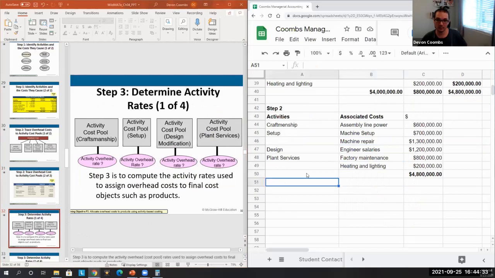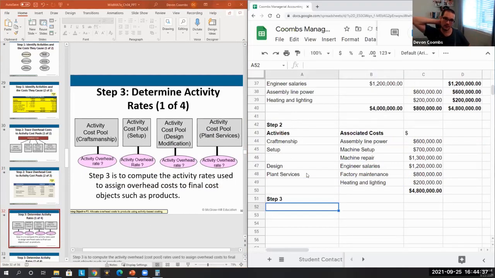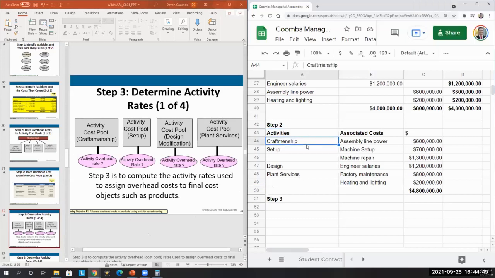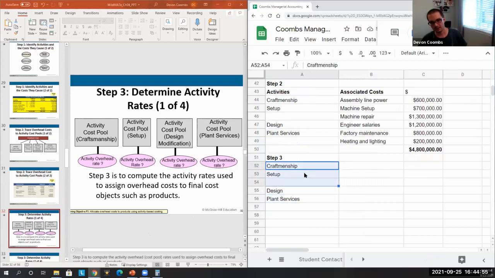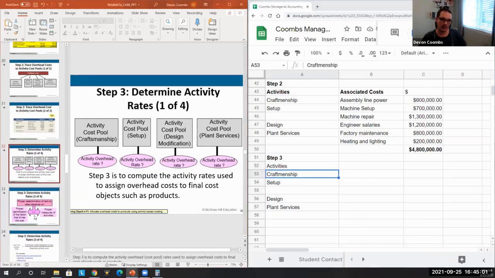Okay, so then we're going to go to step 3. What are our activity rates? So right now we have these activities. How will we measure each of these activities not tied to the costs so that we can then determine the costs? So let's pull these up again. These are activities. What drives them?